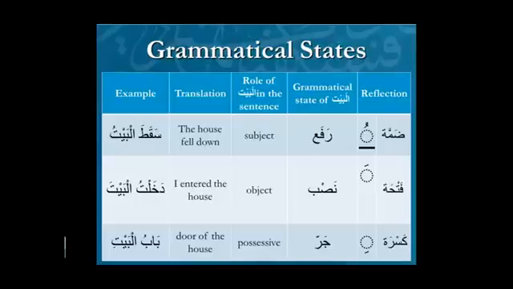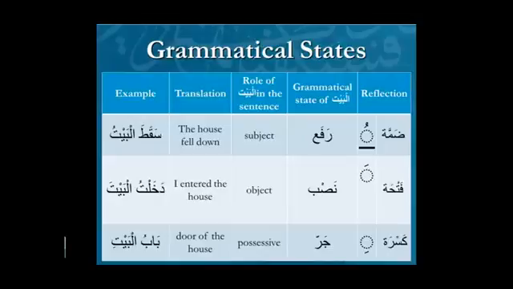But in Arabic, when we express these meanings, the word al-bayt would actually change based on the way it's being used. So when the house is intended to be the subject of the verb, you say saqat al-baytu. And when the house is intended to be the object of the verb, you say dakhaltu al-bayta. And when the house is the second half of a possessive phrase, you say babul bayti.